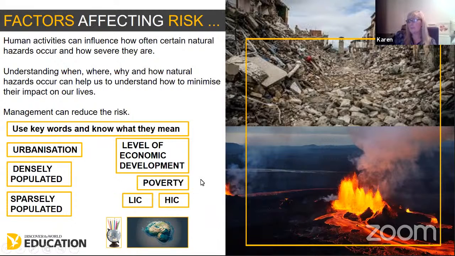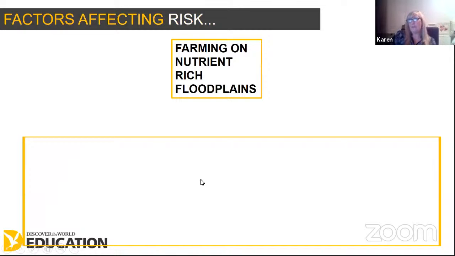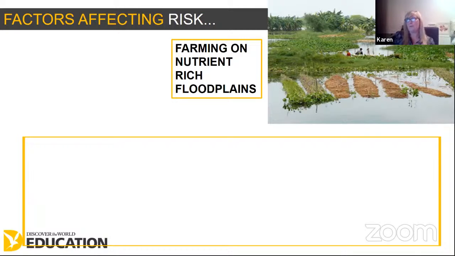Two other factors that we want to consider here: farming on nutrient-rich floodplains. As population increases, the land becomes few and far between, so it's quite tempting for people to farm on these nutrient-rich floodplains. And we know, because we're intelligent geographers, that floodplains are called floodplains for a reason. There is a chance that they are going to flood. So if they're living and farming on these floodplains with an increased risk of flooding, there could be a higher risk.